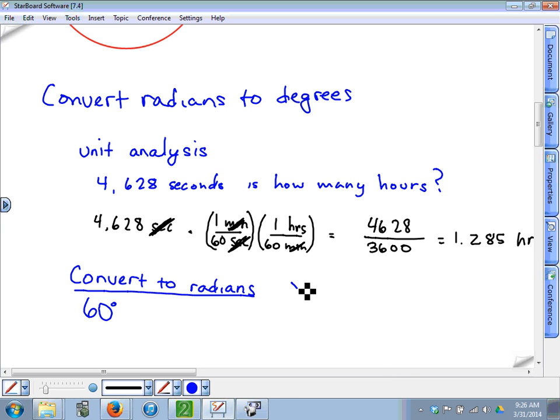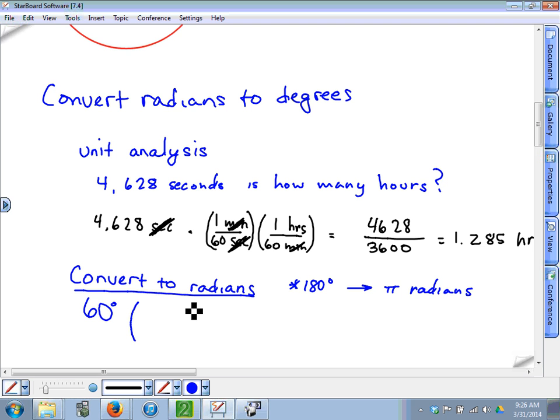The key to this, you guys, if you haven't written it down, write it again anyway just to help. The key to this is 180 degrees is how many radians? Pi radians. This is the key that makes this all work. This is actually your conversion factor. 180 degrees is the same as pi radians, just like 1 foot is 12 inches or 60 seconds is 1 minute. It's a similar thing that we're using here.